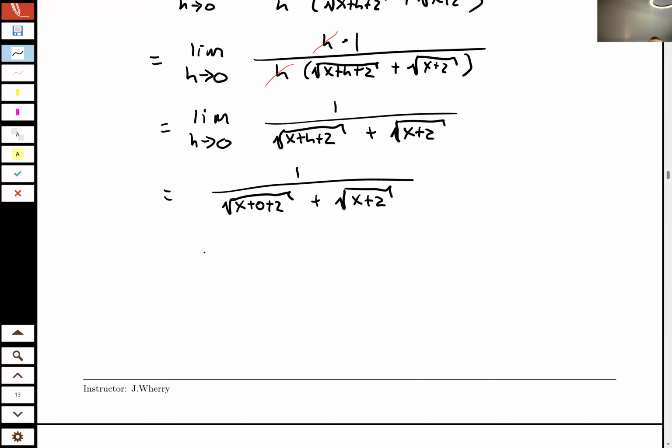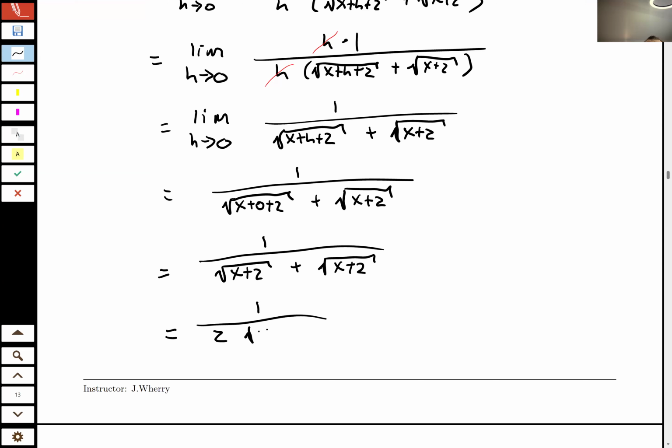Technically, I'm done, but let's make this thing look nicer. I have 1 over 0 plus 2 is 2, so that's the square root of x plus 2. And that's the square root of x plus 2. I have 2 of those things, so combining them together, I have 1 over 2 square root x plus 2 as my derivative. So my derivative function for this square root is 1 over 2 square root x plus 2.